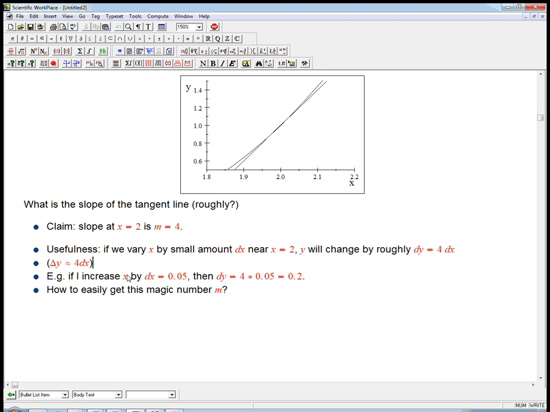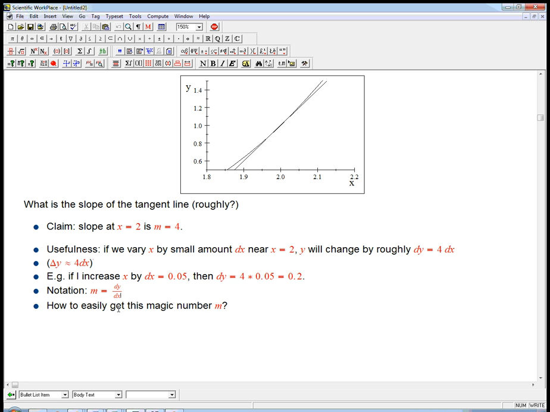Okay. So for example, if I increase x by a small amount, 0.05, then it looks like, let's see, how much does it look like y goes up? From about 1 to about 1.2. So it looks like the delta y and the dy are very close to each other and around 0.2. Does this confirm that? Yeah. dy is just slope times dx, which is 0.2. That's great. And remember, that's why there's this alternate notation for the slope of the tangent line, which is this slope goes by the name dy dx. Idealized change in y divided by change in x.